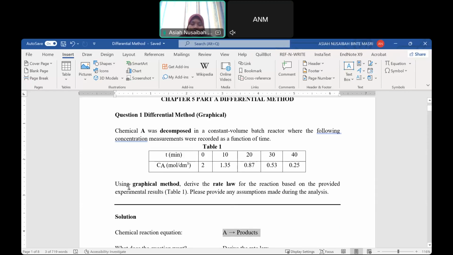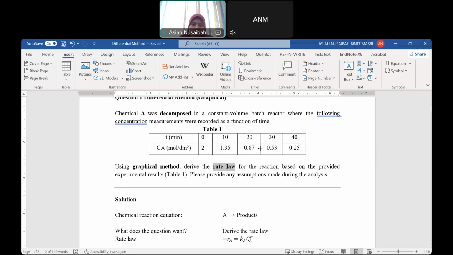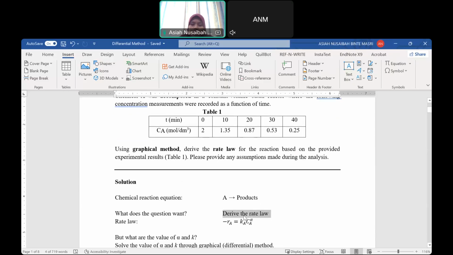All right, and then it highlighted we have to use graphical method. Okay, we know that. We have to make a histogram. Then we have to derive the rate law. So deriving the rate law. So the question wants us to derive the rate law. So how do we derive the rate law for only one chemical product?